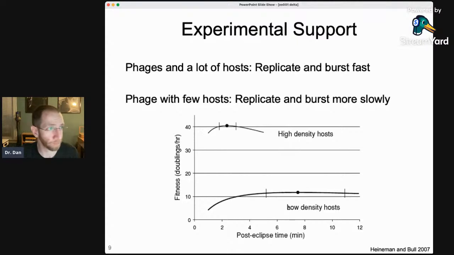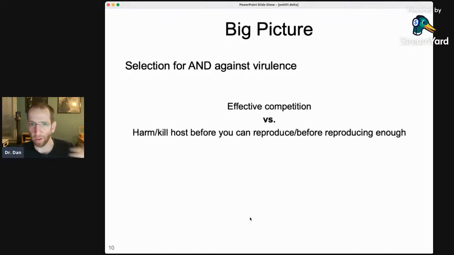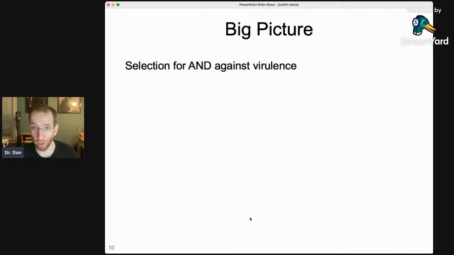dynamics work. So the big picture is that we have selection for and against virulence. You could have selection to make your host sick. You could have selection to not make your host as sick. Here are some of the trade-offs, right? Effective competition within your host versus harm or kill your host before you can reproduce or before reproducing enough to readily spread to another host.